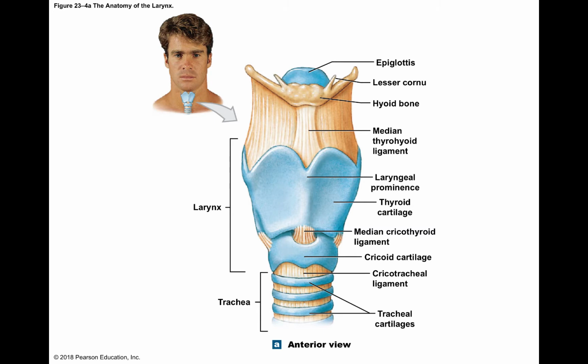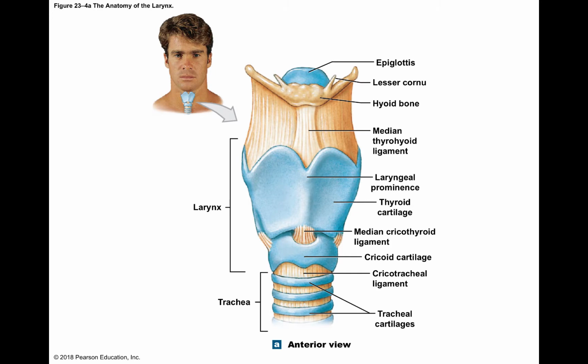And then right below that is another cartilage that's called the cricoid cartilage. And then below the cricoid cartilage starts the trachea. And there's other cartilages around the trachea. So we've got the thyroid cartilage, the cricoid cartilage, and then up here is the epiglottis.